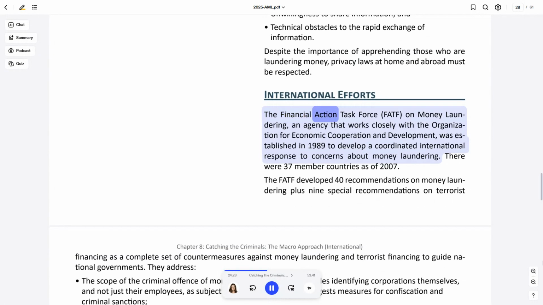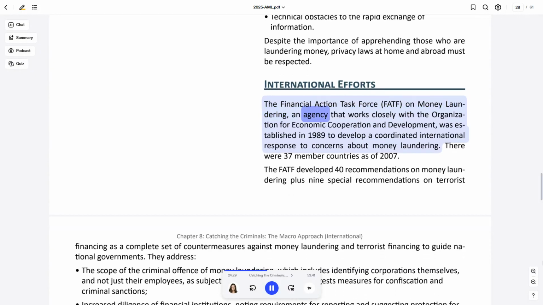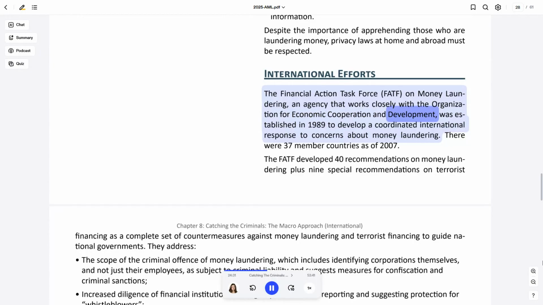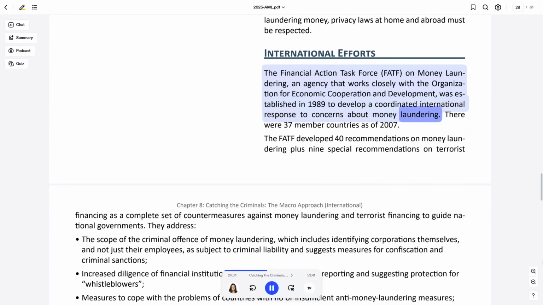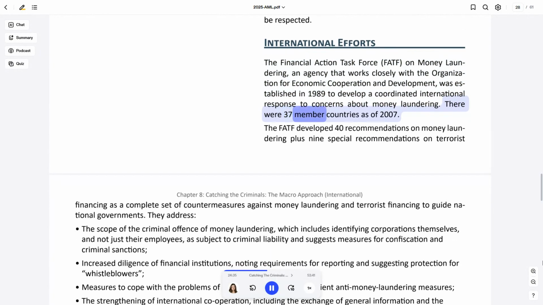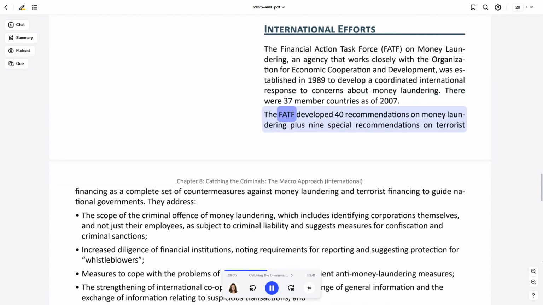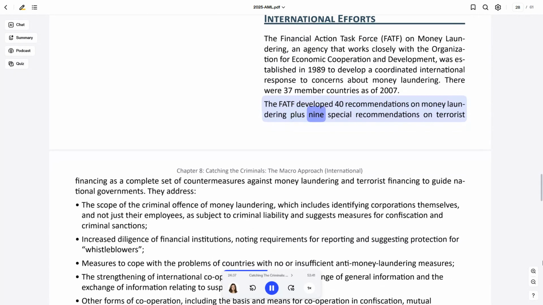The Financial Action Task Force (FATF) on money laundering, an agency that works closely with the Organization for Economic Cooperation and Development, was established in 1989 to develop a coordinated international response to concerns about money laundering. There were 37 member countries as of 2007. The FATF developed 40 recommendations on money laundering, plus 9 special recommendations on terrorist financing.